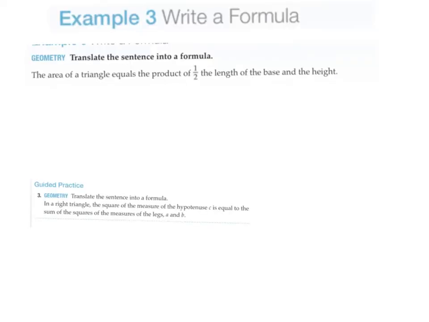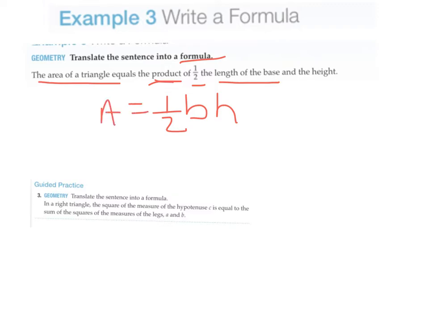Now let's translate formulas. Formulas are just equations that we're familiar with. So we're trying to do the area of a triangle. The product means multiplication, half the length of the base. So we're going to take 1/2 base times height, because product means multiplication. So half base and height. And we all should be familiar with this one as the area of a triangle formula.